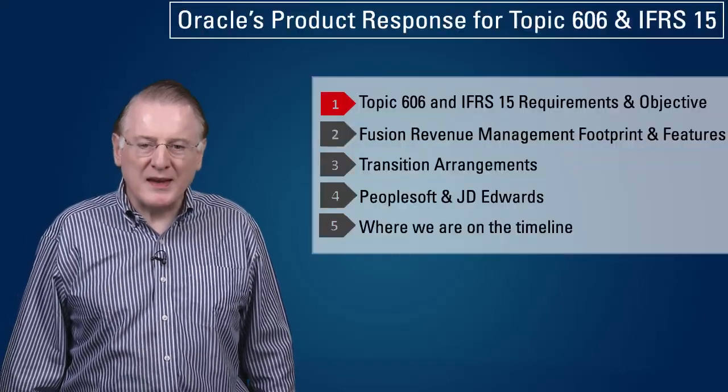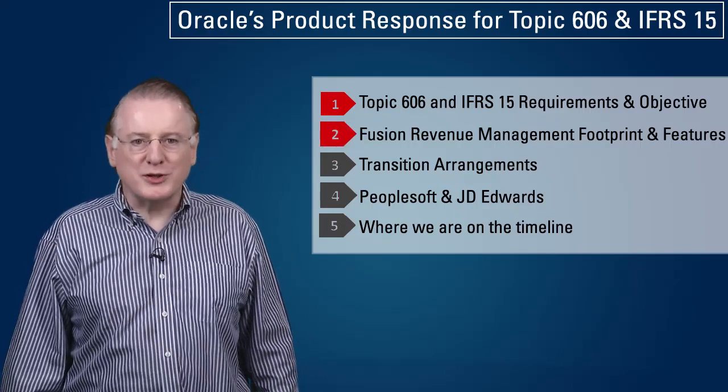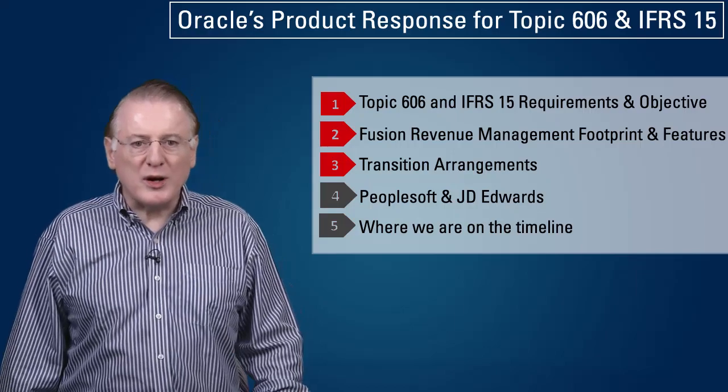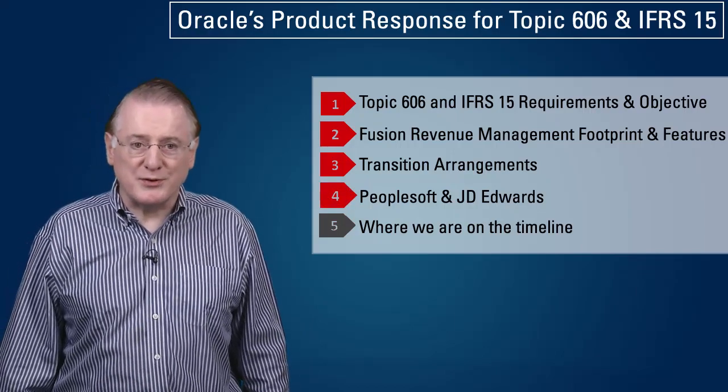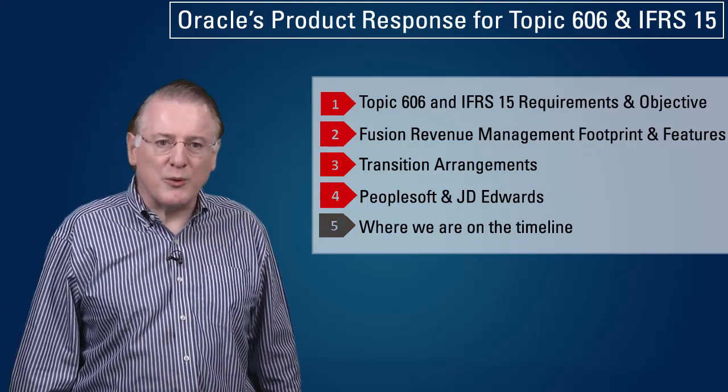I'm the domain expert. And I'm going to talk about what we've done for topic 606 and IFRS 15, revenue from contracts with customers. I'll talk a little bit about the requirements, then I'll go on to the product, Fusion Revenue Management. I'll talk about the transition arrangements. I'll quickly mention what PeopleSoft and JD Edwards have done. Fusion Revenue Management addresses EBS. And then I'll show you where we are on the timeline.